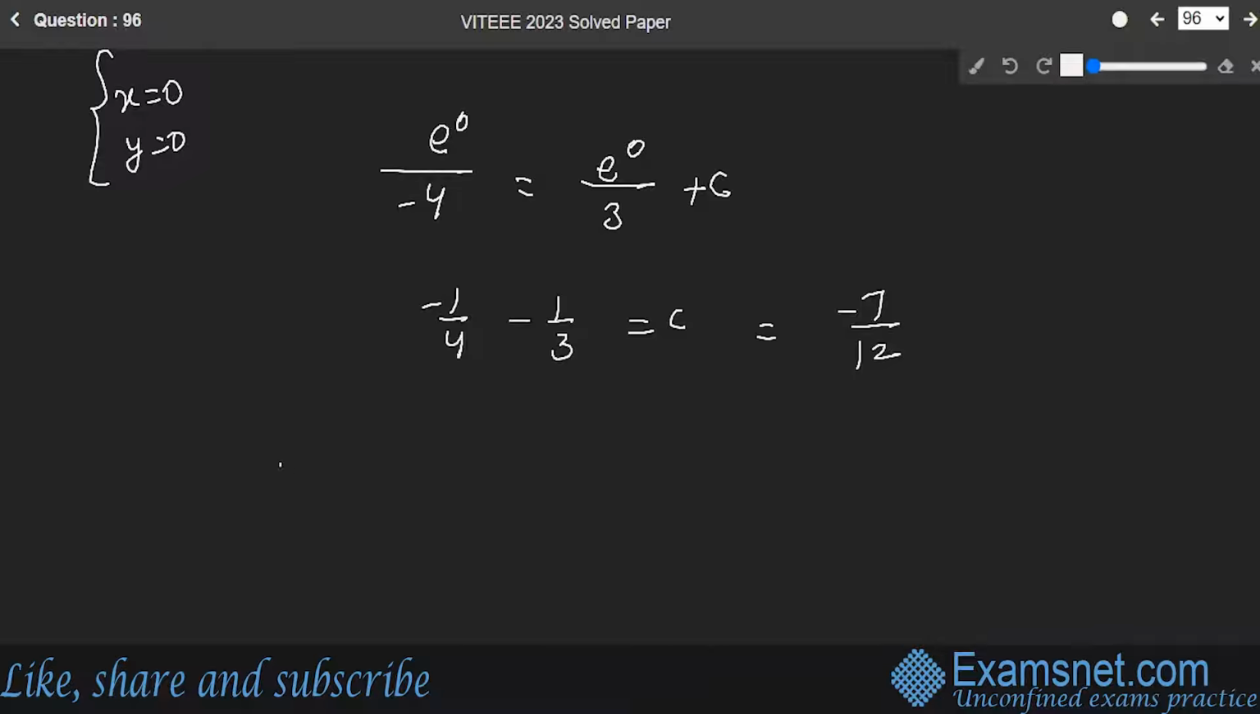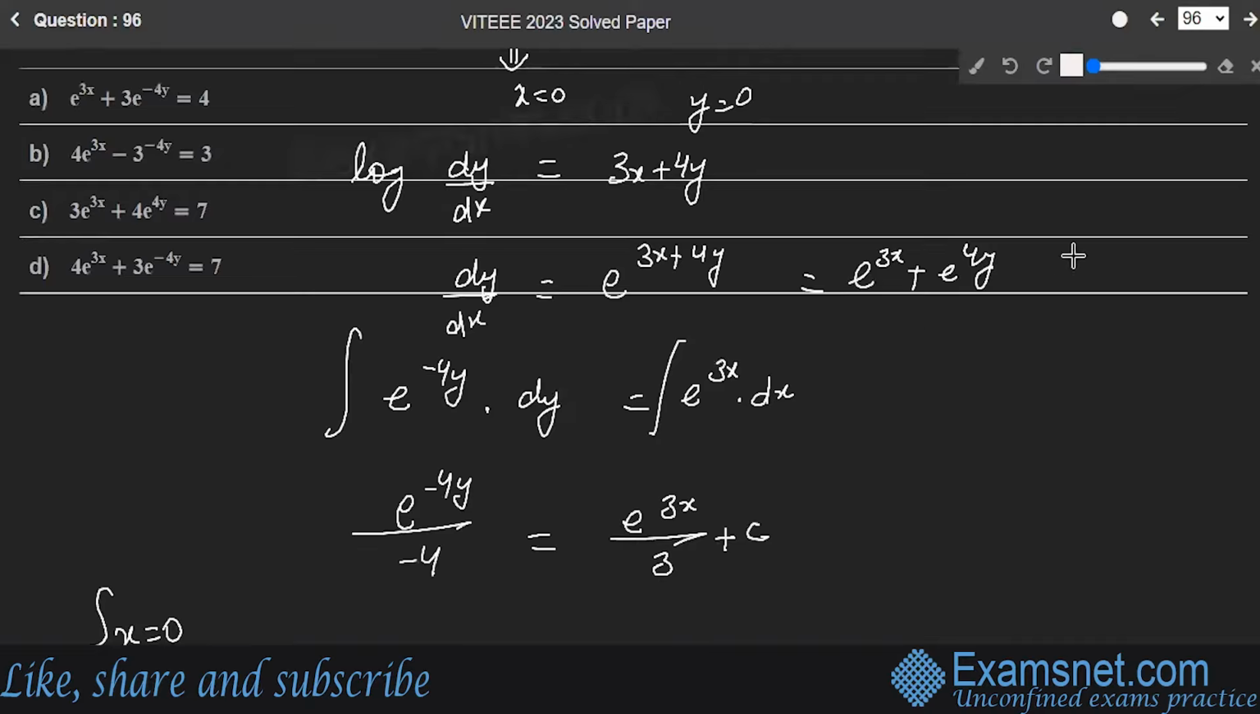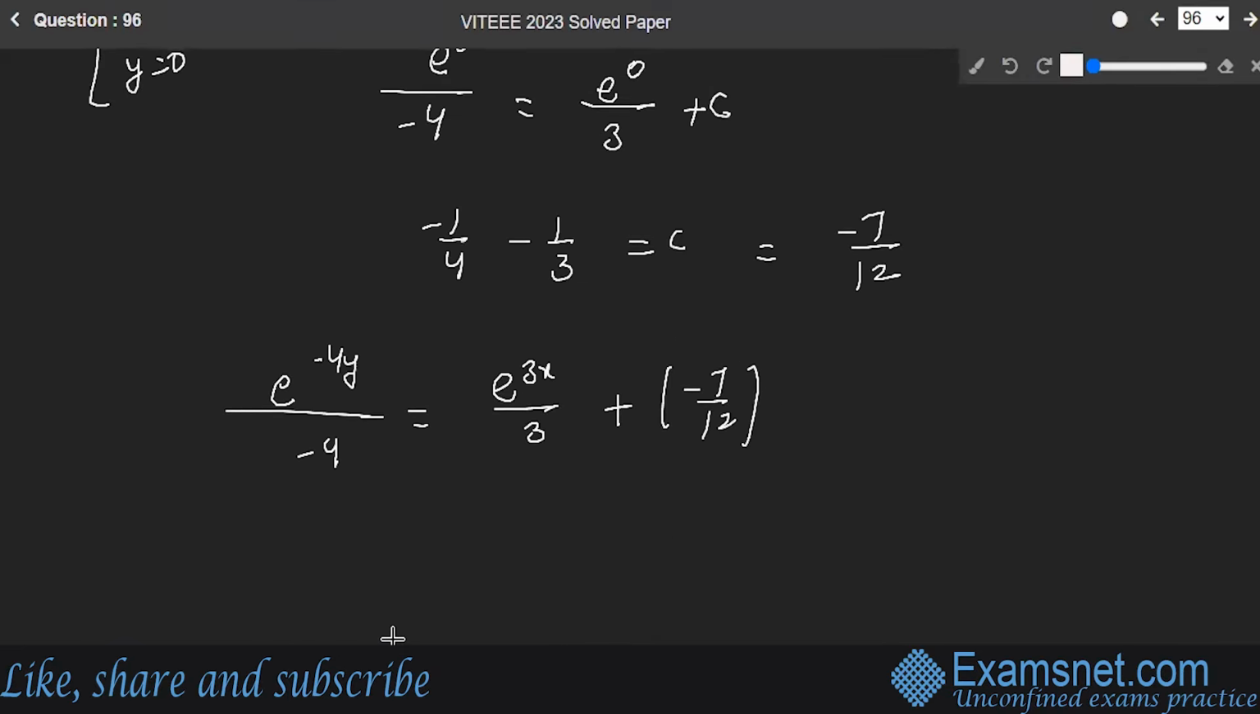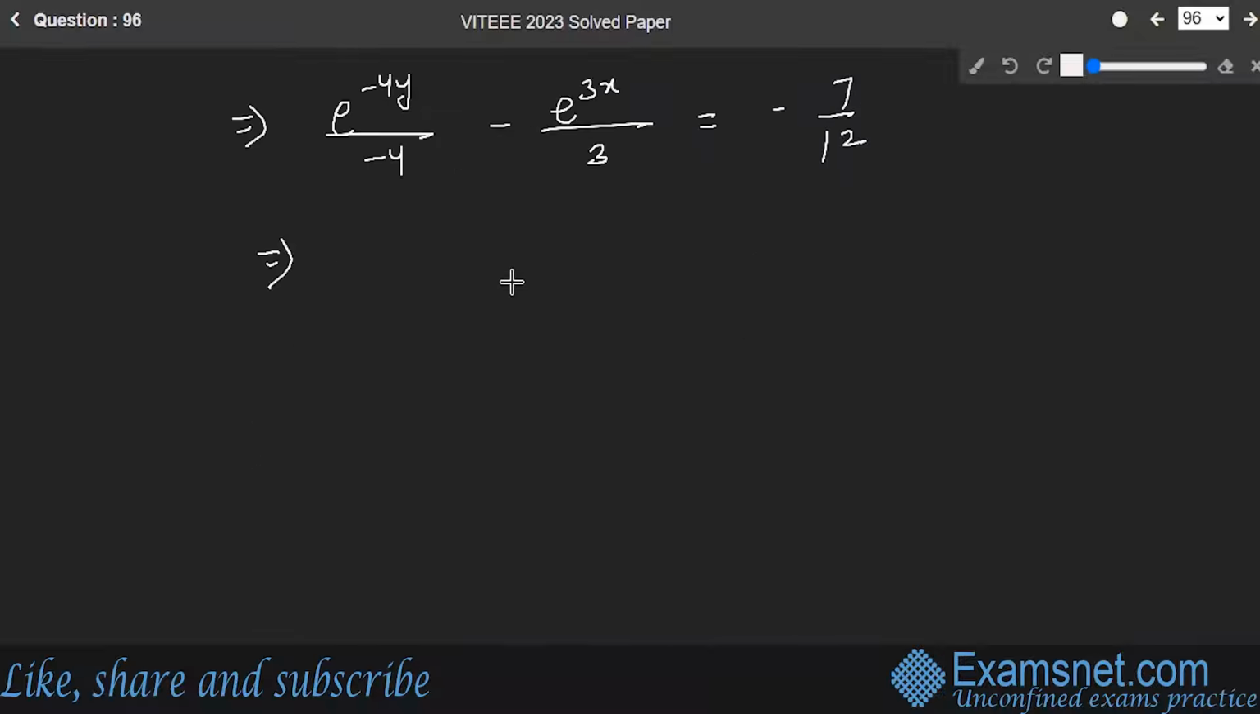Okay, now we have e raised to power minus 4y upon 4 is equal to e raised to power 3x upon 3, plus c, which can be written as minus 7 upon 12. This is from this equation, before integrating. All right, so now this will be given by e raised to power minus 4y upon minus 4, e raised to power 3x upon 3 is equal to minus 7 upon 12. I'm multiplying both the sides by minus 1 at the same time.